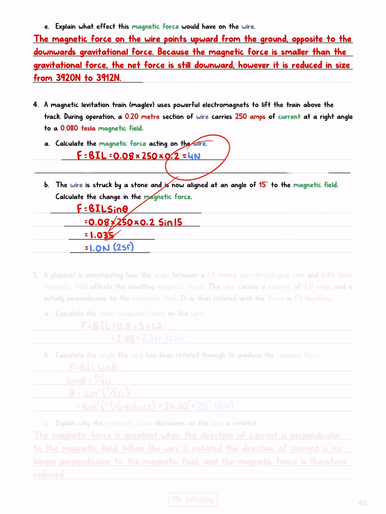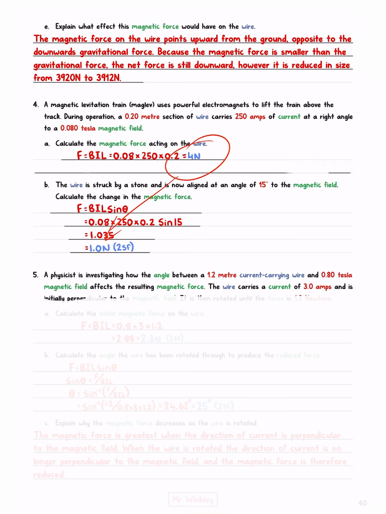Question 5. A physicist is investigating how the angle between a 1.2 meter current carrying wire and 0.8 Tesla magnetic field affects the resulting magnetic force. The wire carries a current of 3 amps and is initially perpendicular to the magnetic field. It is then rotated until the force is 1.2 newtons. Calculate the initial magnetic force on the wire.